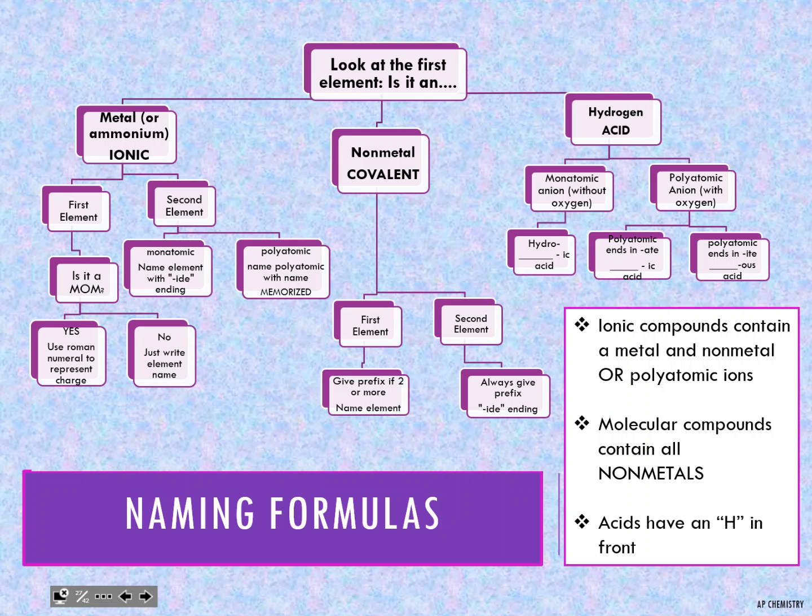But if it is a metal with multiple oxidation states, it's going to have a Roman numeral. And that Roman numeral does designate what the charge is on that multiple oxidation metal. Okay? We'll get more into the covalent stuff, because those use the prefix names like carbon dioxide, carbon monoxide, those kinds of ones.